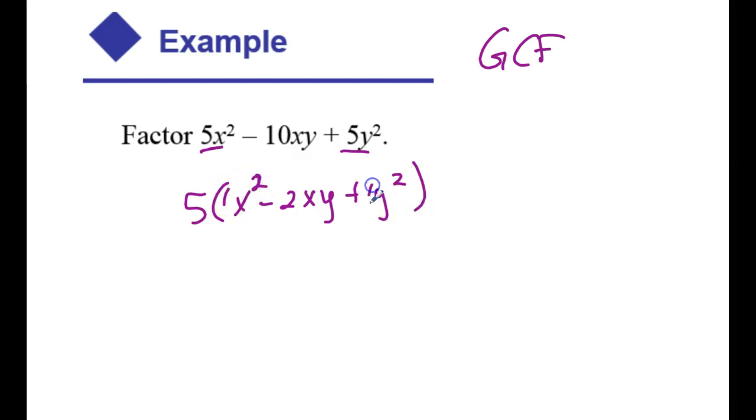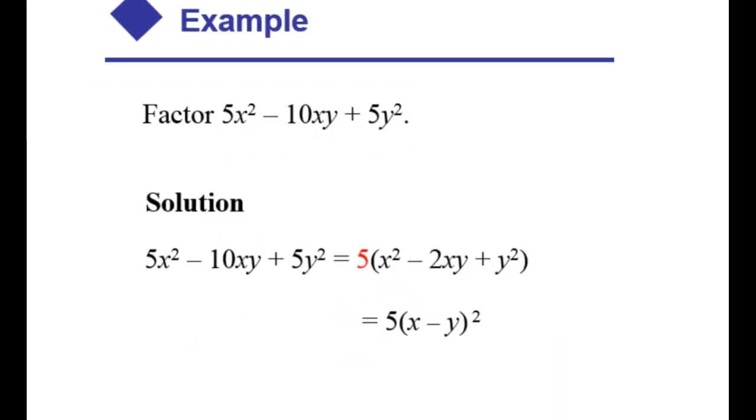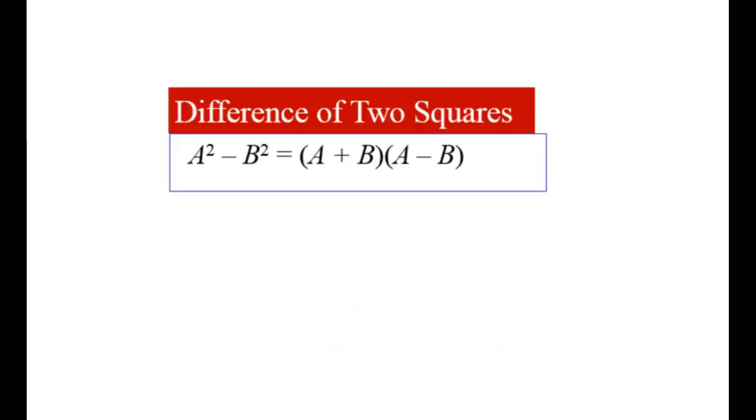And look at this. This is a perfect binomial square because I've got 1's in front. The only thing that gives me an x squared is an x and an x. The only thing that gives me y squared is a y and a y. And signs are alike. They're both negatives, if you watched the previous video. And you can write this as 5 times x minus y quantity squared. And again, that's what the author gets.